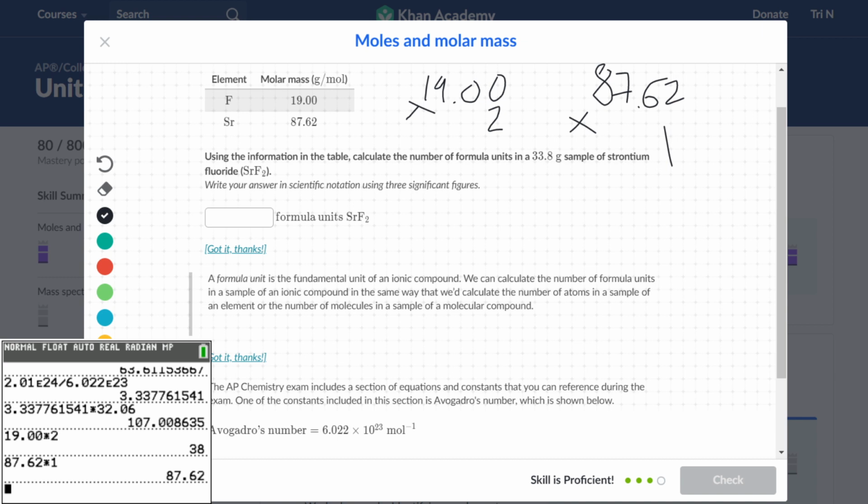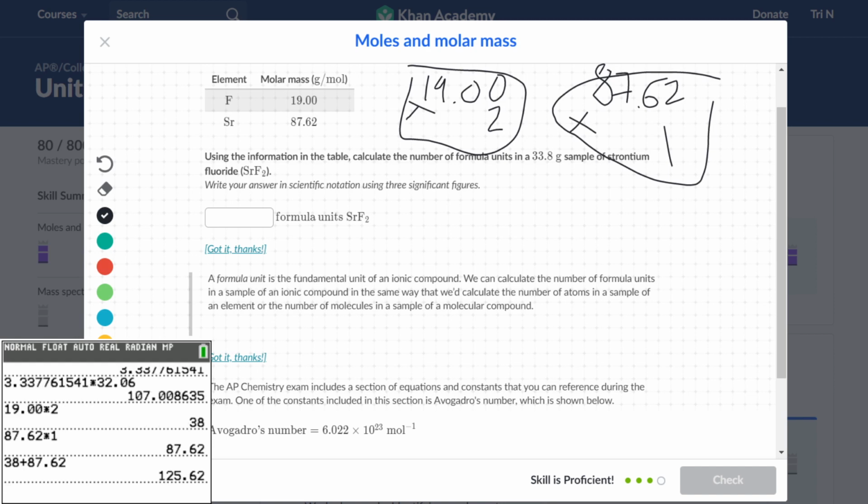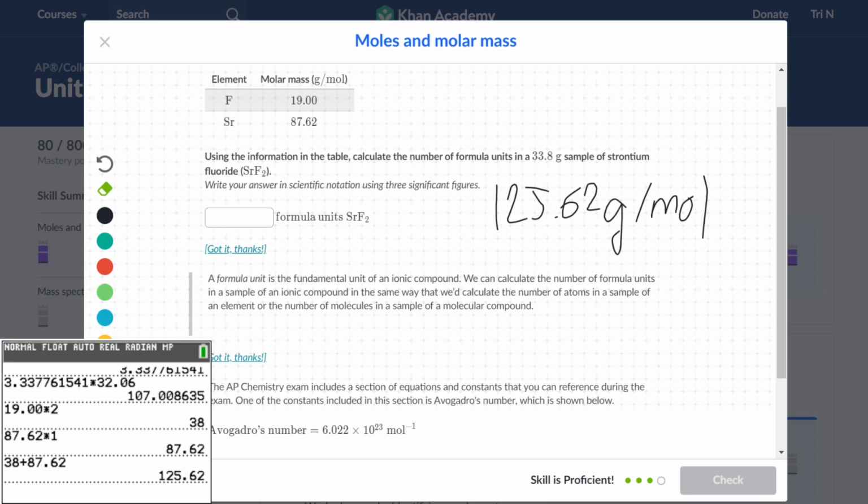To find the molar mass of strontium fluoride, as we recall from question 2, we want to add those two together. So 38 plus 87.62. If we put it into our calculator, that should give us a number, which is 125.62 grams per mole. That will be the molar mass. So we have the molar mass of strontium fluoride. And I think we can safely ignore those two above, as I don't think we're going to use them anymore.